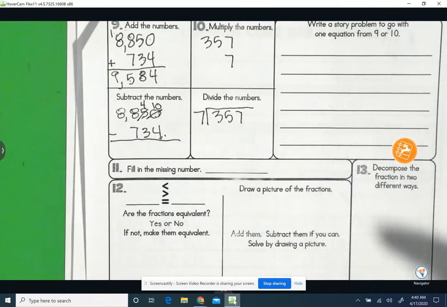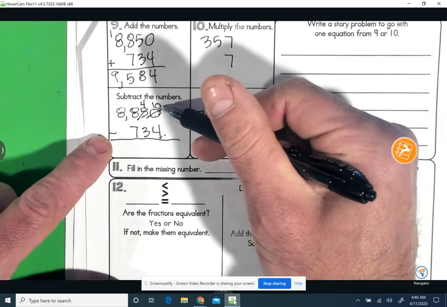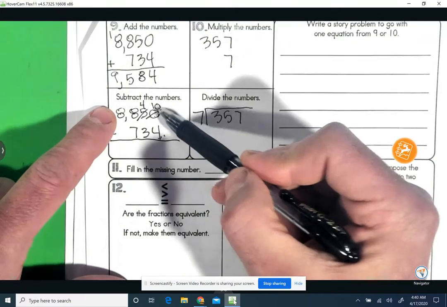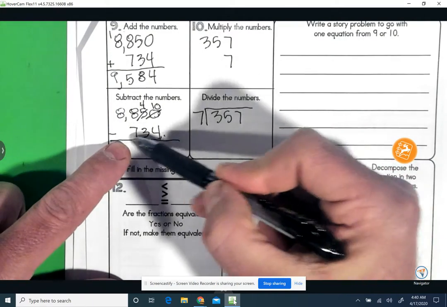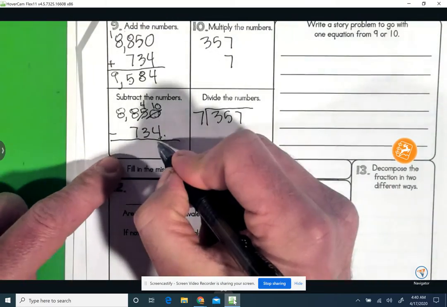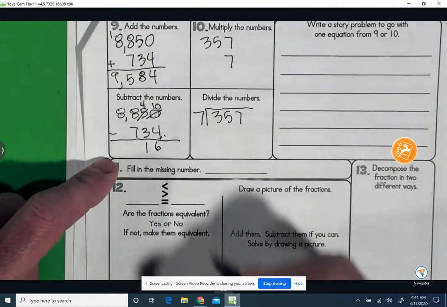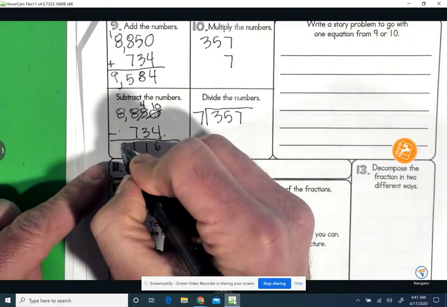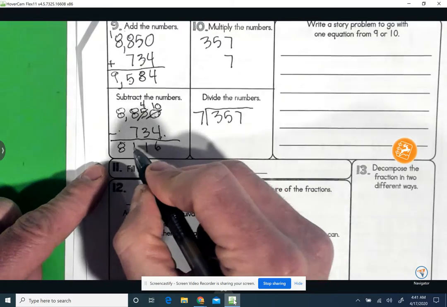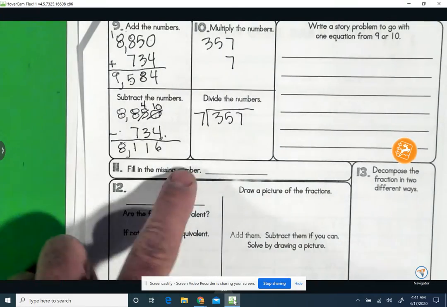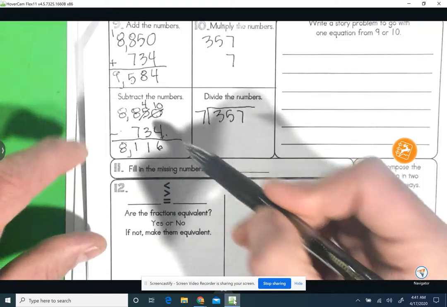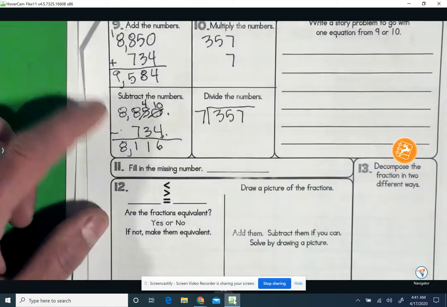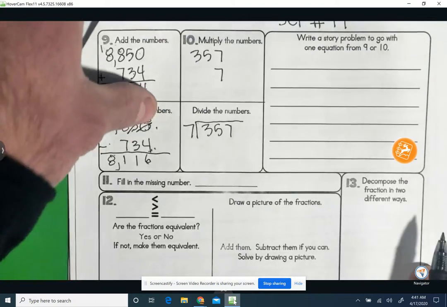So now we can proceed confidently through this subtraction problem because all of the digits on the top are now larger than those beneath them. 10 minus 4 gives us 6. 4 minus 3 is 1. 8 minus 7 is 1. And 8 minus nothing will give us 8. Ones, tens, hundreds, comma, 8,116 is the difference that you get when you take 734 from 8,850.